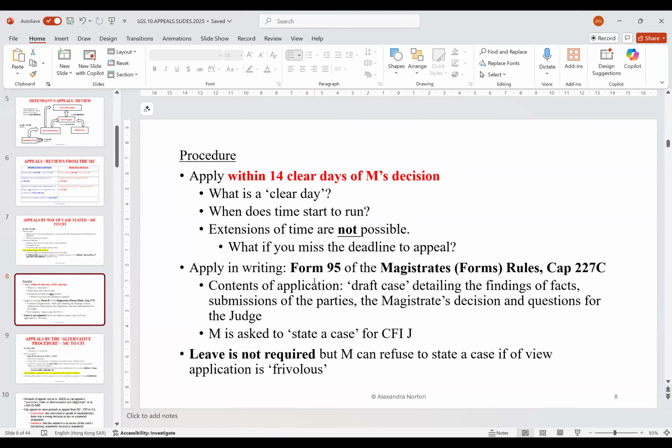You have to use Form 95 to appeal, and basically what the appellant has to do is draw up first a draft case, going through the findings of fact that they wish to challenge, what the submissions were at the trial, what the decision was on those facts and issues, and then particular questions for the judge in the CFI to answer. And you don't need leave. You never need leave to appeal a magistrate's decision, whether it's under 105 or under 113.